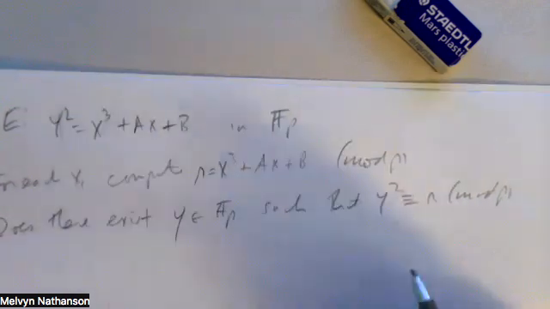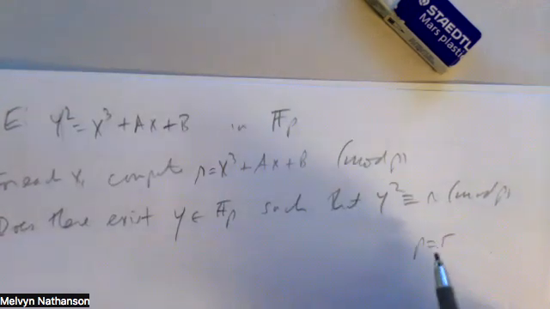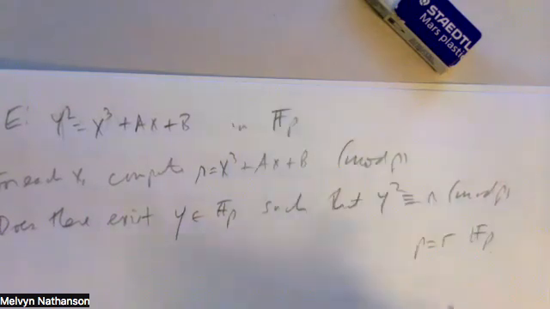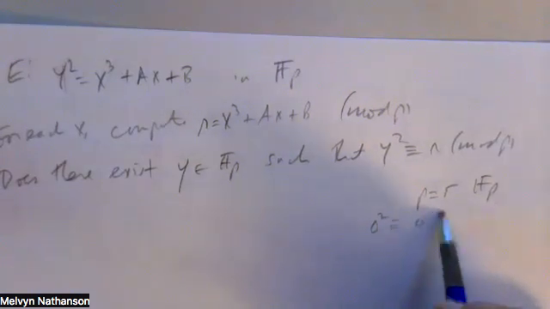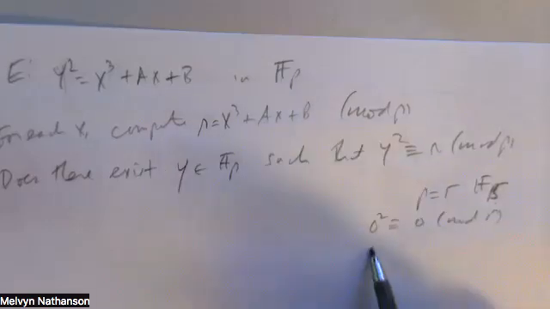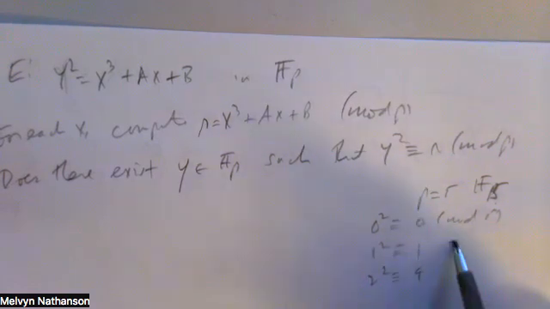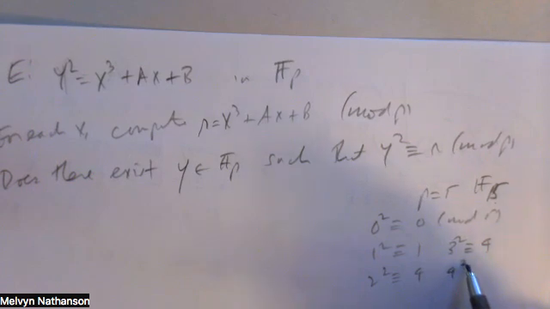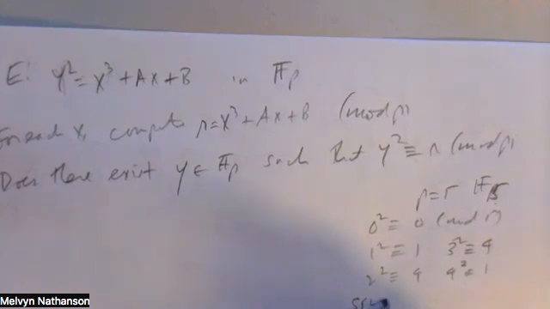Let's take a simple example. If I take p equal to 5, so I'm looking at the finite field with p elements, what are the squares? 0 squared is congruent to 0 mod 5. 1 squared is congruent to 1. 2 squared is congruent to 4. 3 squared is 9, which is congruent to 4. 4 squared is congruent to 16, which is congruent to 1. So the squares mod 5 are 0, 1, and 4.